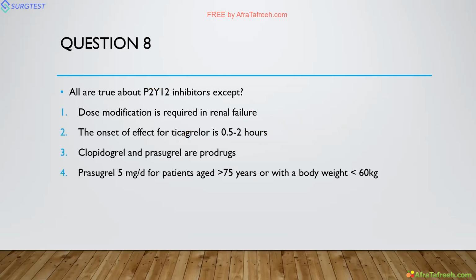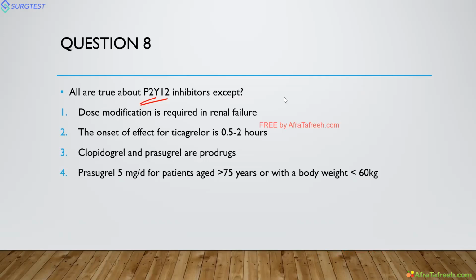Next question. All are true about P2Y12 inhibitors except: dose modification required in renal failure; onset of ticagrelor is 0.5 to 2 hours; clopidogrel and prasugrel are prodrugs; prasugrel 5 mg per day for patients aged more than 75 years or with body weight less than 60 kg. So there is a 50-50 split between option 1 and option 3.